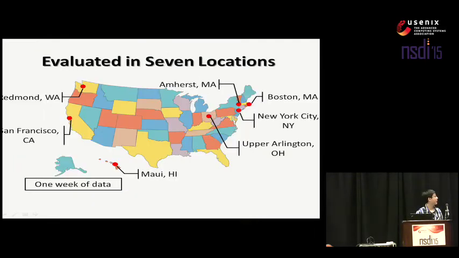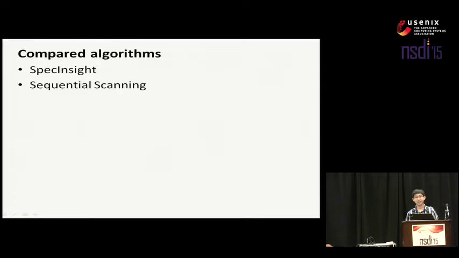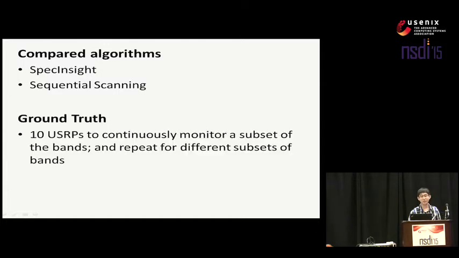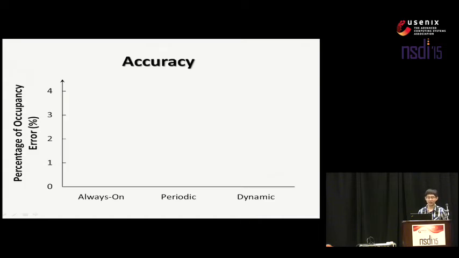And SpecInsight is evaluated in 7 US cities, from the East Coast to the West Coast, for 1 week of data. We compare SpecInsight with sequential scanning, the algorithm that is used by today's spectrum sensing systems. And we obtain a ground truth by using 10 USRPs in parallel and continuously monitor a subset of the bands. We repeat this for different subsets of bands. And we report the accuracy of the system by the percentage error of the occupancy reported by each system.